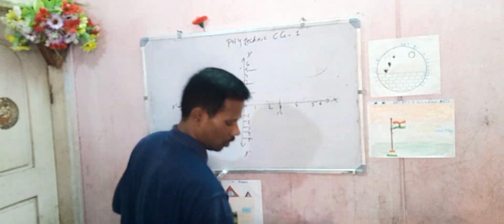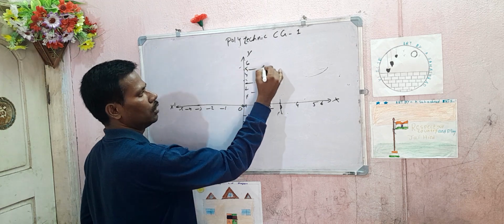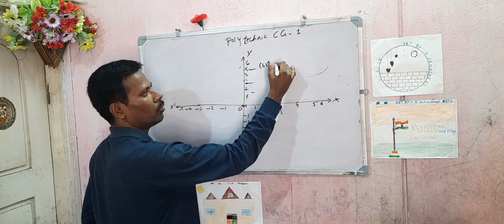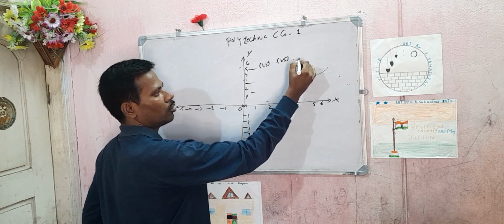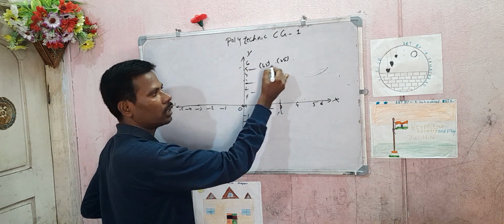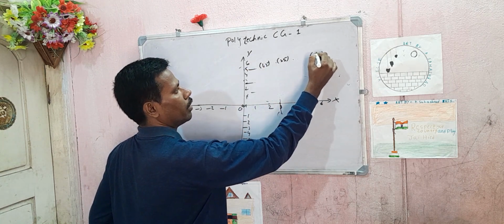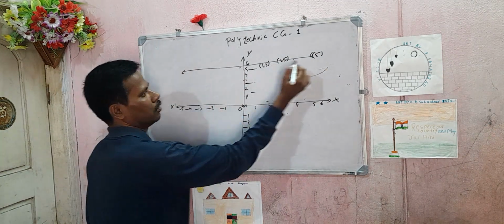Next, suppose I want to mark these points. X is equal to 1, y is equal to 5. How will you mark this one? X is equal to 3, y is equal to 5. I just want to mark some points whose y coordinate is the same. Next, 6 comma 5. Join all these points. What do you see here?